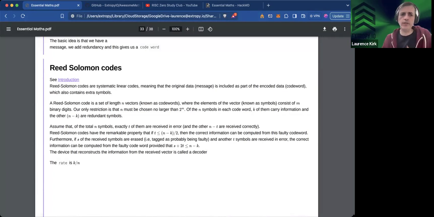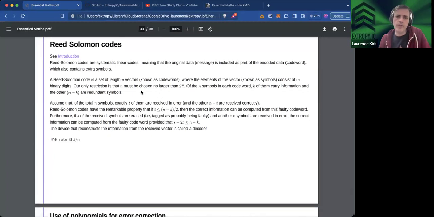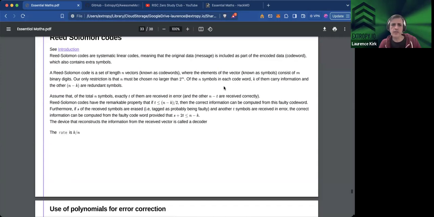And the way we add it, formally they talk about the idea of having symbols, and then you add in extra symbols as being the redundancy. And then there is a formula which you can use to work out how much leeway you have. If a certain number of your symbols are lost or are incorrect, what is the maximum that you can allow to be incorrect and still be able to recover your original message. So there's details of that there.